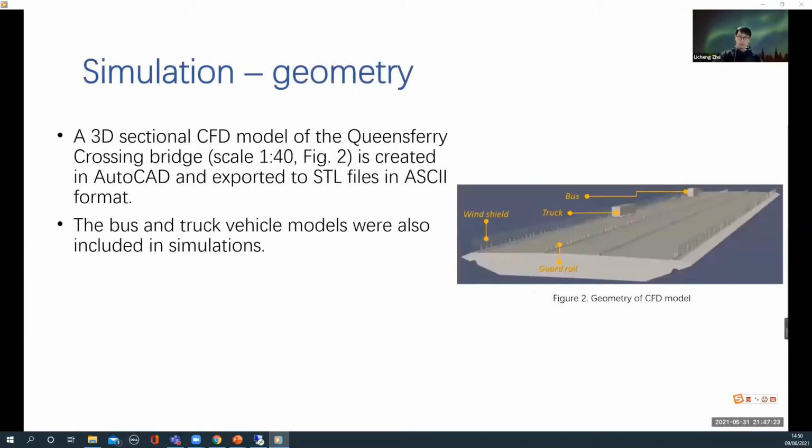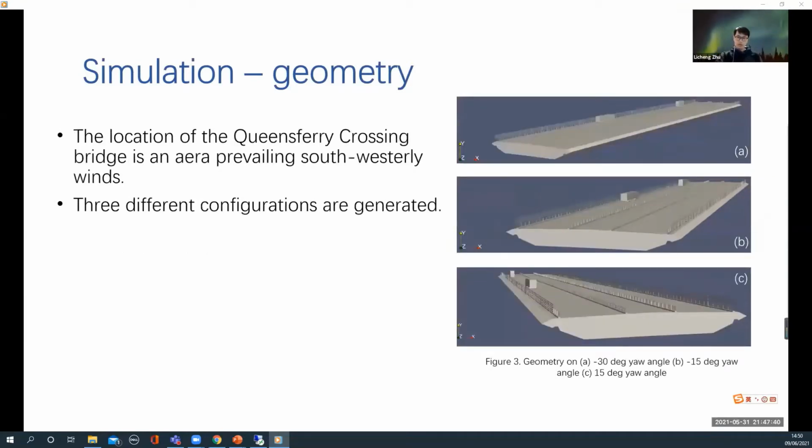So here is the geometry of my simulation. It is a 1/4 scaled 3D model with a bus and truck sample on it. It's created in AutoCAD and exported to STL files so that it can work in OpenFOAM. Since the location of the Queensferry Crossing is an area with prevailing southwesterly winds, in the winter test, we tested the model with three other different yaw angles. So I got the configurations based on it, as you can see in the figures.